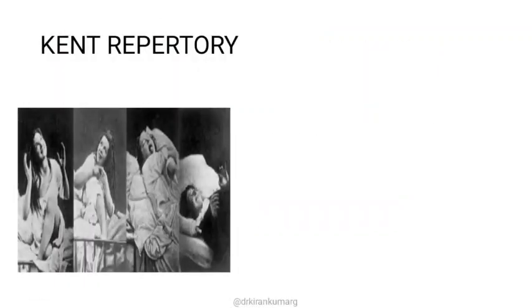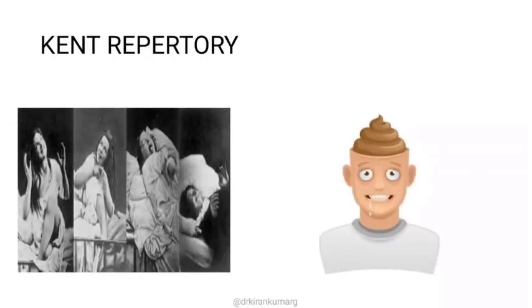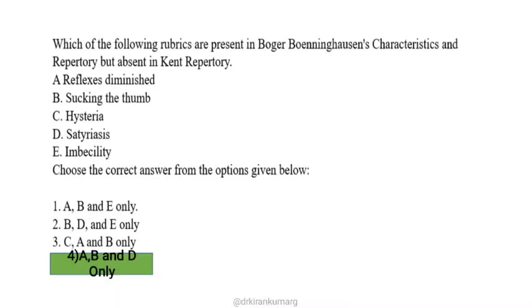Whereas the other two rubrics are in Kent repertory. Hysteria is the most common mind rubric we use day in and day out in practice. Hysteria is mentioned in Kent repertory, but it is not there in the BBCR repertory. The next one is imbecility, which is nothing but a stupid or idiotic person. For imbecility you can remember one remedy, Baryta carbonica. These are the two rubrics you can see in Kent repertory, but they are not found in the BBCR repertory. So the answer is option 4, A, B and D only.